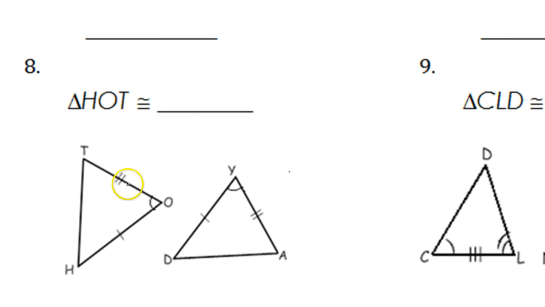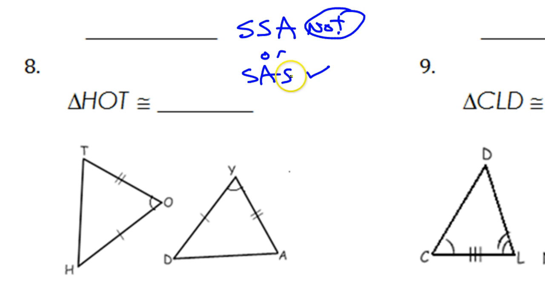Alright, number 8 is hot. Hot. What we have here is two sides and an angle. But we have to be careful because with two sides and an angle, that could be side-side-angle, or it could be side-angle-side. Now, one of these is a theorem. The other one is not a theorem at all. So depending on which one of these it is, it could either be congruent or it could be not congruent. So how do we know whether it's side-side-angle or side-angle-side?